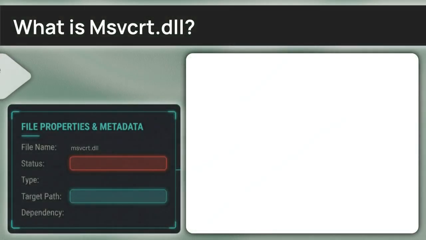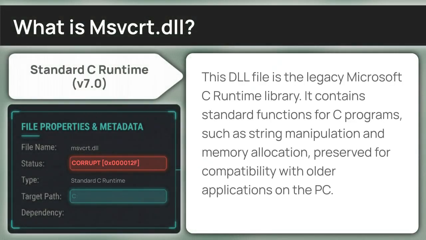This DLL file is the legacy Microsoft C Runtime library. It contains standard functions for C programs, such as string manipulation and memory allocation, preserved for compatibility with older applications on the PC. Knowing the file's purpose is helpful, but now we need to physically restore it.